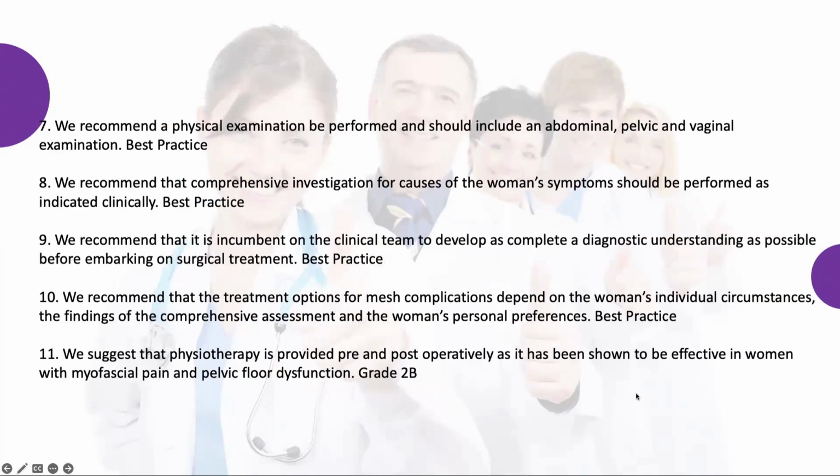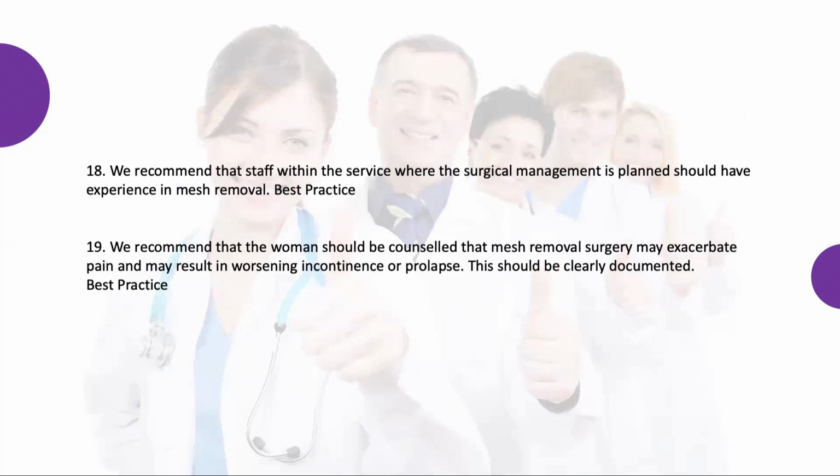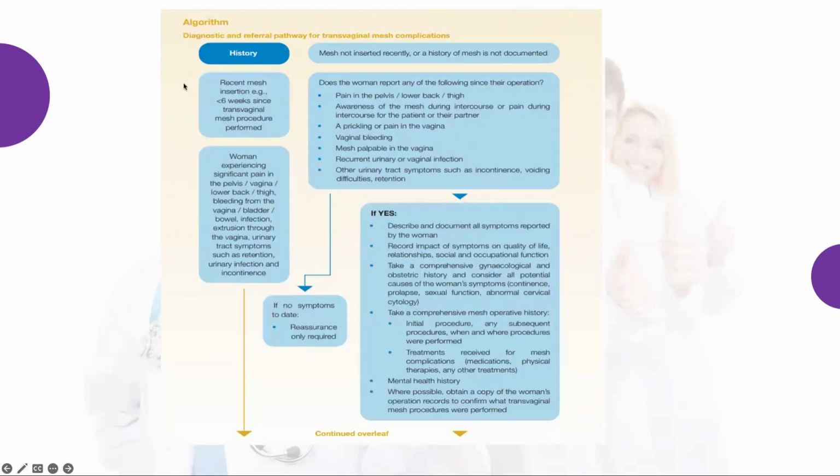Okay, let's go to this one, mesh complications. You see, these are again from the guidelines. First, if the patient is reporting any complication of the mesh, in the history part you have to check whether the mesh was inserted recently, or whether there is no history of mesh documented. Sometimes it is not documented; people will do it but not document. If it is a recent mesh, less than 6 weeks since the transvaginal mesh procedure, then you ask for the exact symptoms of the patient. As we discussed earlier, pain in the groin and pelvic pain will come with the mesh. Pain in the pelvis, lower back or thigh especially is a sign that the mesh is irritating the nerve and the pain is going into the thigh.